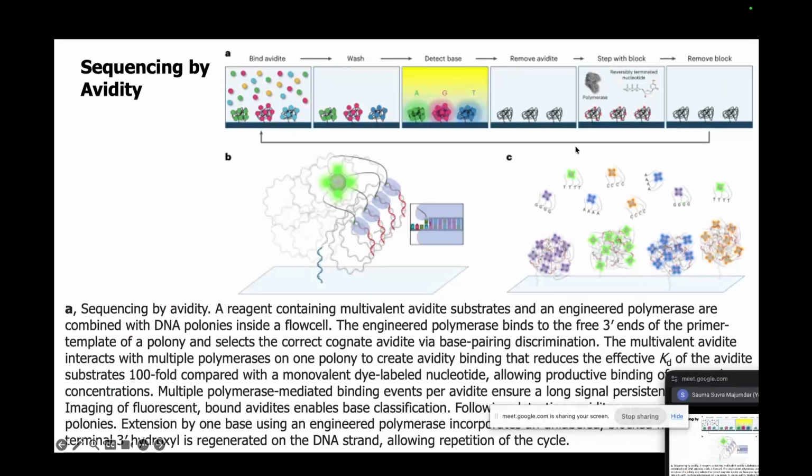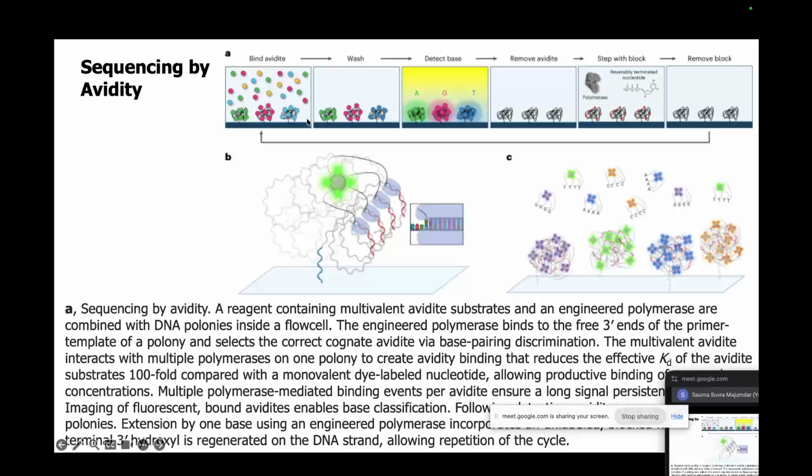So you have these multivalent avidite substrates. You can consider them as an alternative to probes. In probes, you had fluorescently labeled probes that went and bound, giving off fluorescence which was captured by the imaging device. Now you have these avidite substrates which are multivalent, which can attach to multiple different types of nucleotides, and give out specific signals for specific bases.